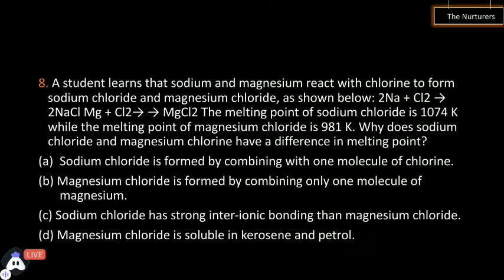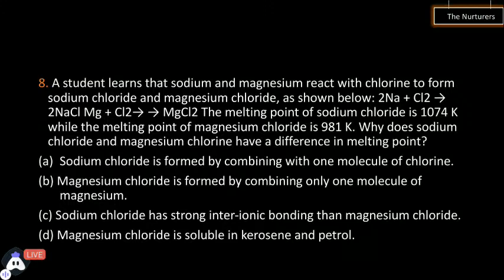A student learns that sodium and magnesium react with chlorine to form sodium chloride and magnesium chloride as shown below. So two reactions are given to you where sodium is reacting with chlorine and giving you sodium chloride, and when magnesium is reacting with chlorine it is giving you magnesium chloride. The melting point of sodium chloride is 1074 Kelvin while the melting point of magnesium chloride is 981 Kelvin. Why do sodium chloride and magnesium chloride have a difference in melting point?